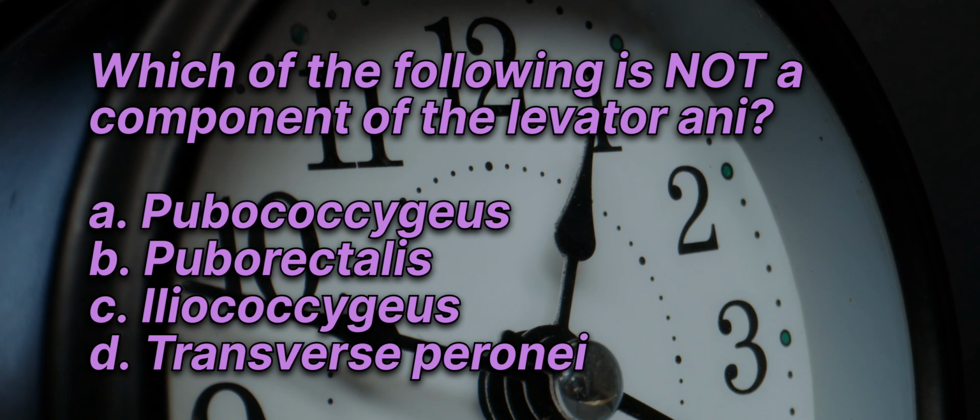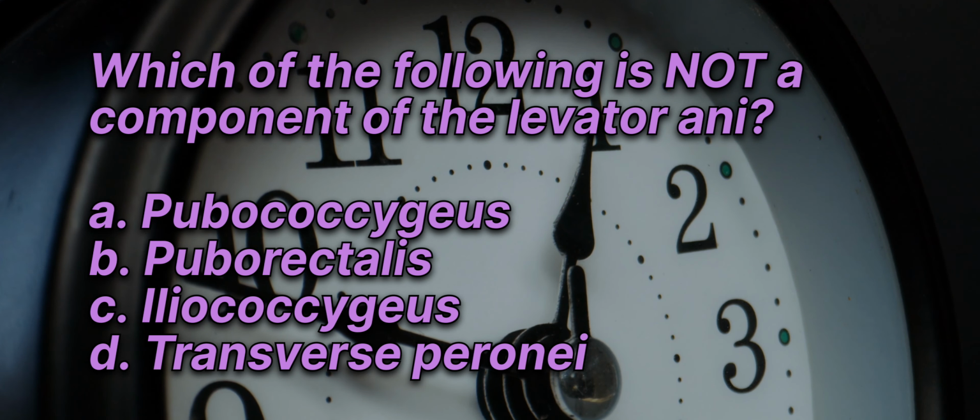Which of the following is not a component of the levator ani? A. Pubococcygeus. B. Puborectalis. C. Iliococcygeus. D. Transverse perinei.